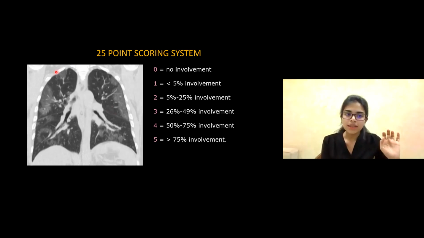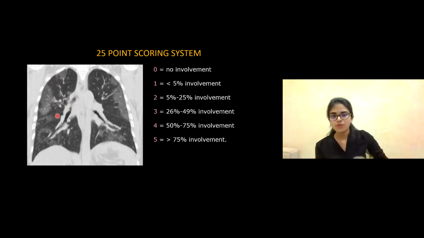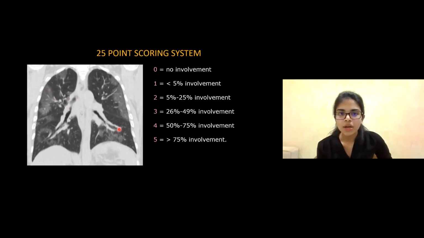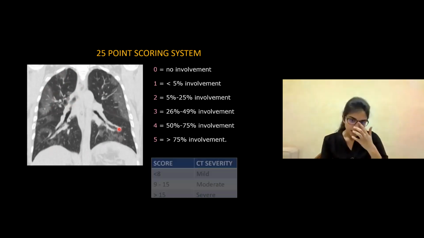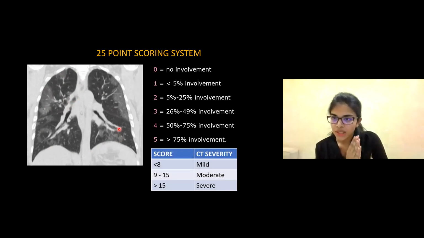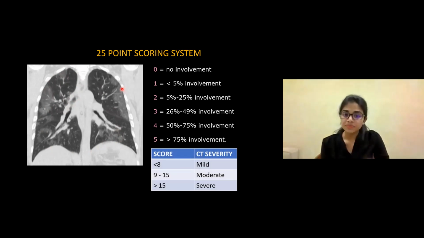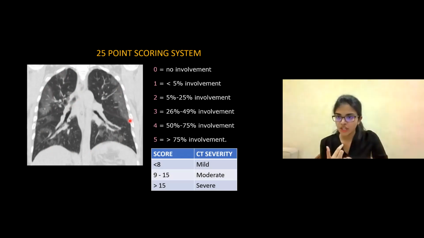For example, in this one, you might appreciate this involvement is around say 40 to 50%, so you give it a score of 3. So we see the entire image in axial or coronal sections and score for each lobe, and the sum total will be out of 25 points. If it is more than 15, it is supposed to be severe disease. The pattern of involvement, the morphology, could be anything, it could be GGO or it could be consolidation. We're just looking at the percentage of involvement, right?